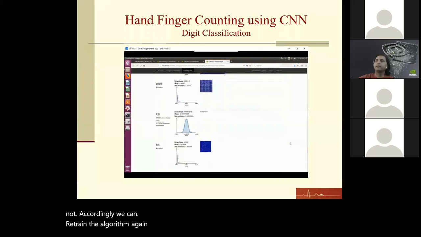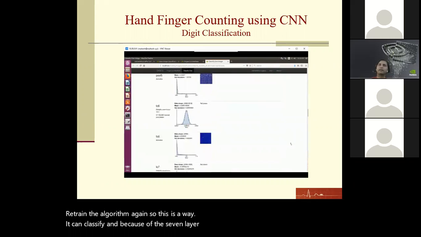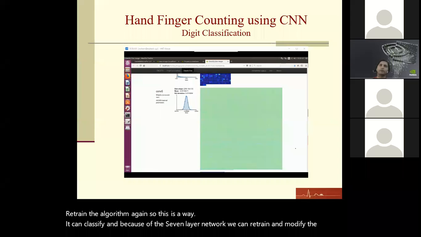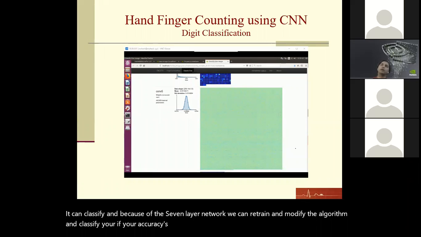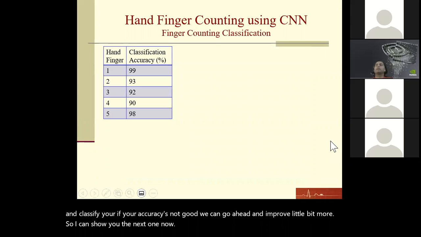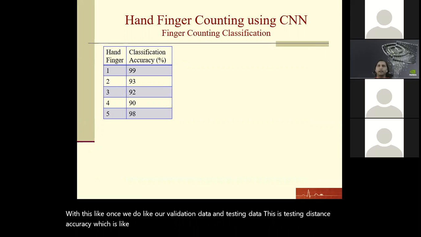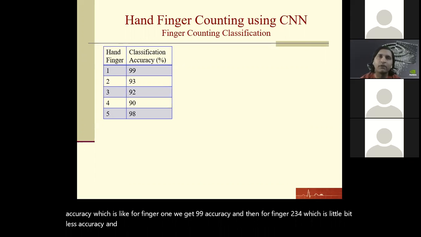So this is the way it can classify, and because of the 7-layer network, we can retrain and modify the algorithm, and if your accuracy is not good, we can go ahead and improve it a little bit more. So I can show you the next one now. Once we do our validation data and testing data, this is the testing data's accuracy: for finger 1, we get 99% accuracy. For fingers 2, 3, 4, there is a little bit less accuracy. And for finger 5, with all the 5 fingers on, the accuracy is higher, like 98%.